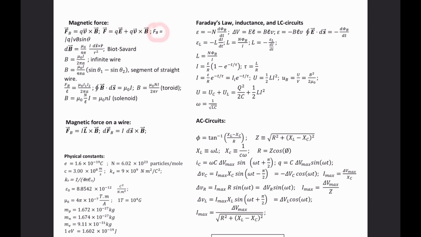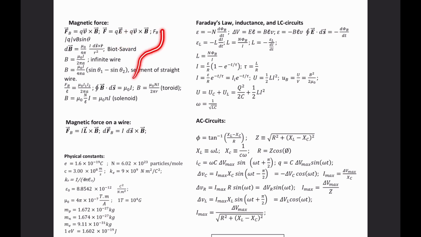And this is the magnitude of the magnetic field. Magnitude of Q, magnitude of velocity, magnitude of magnetic field, sine of theta, the angle between V and B. The Biot-Savart Law tells you that a magnetic field is created by current. The direction of the magnetic field depends on ds. ds is the direction the current is going.